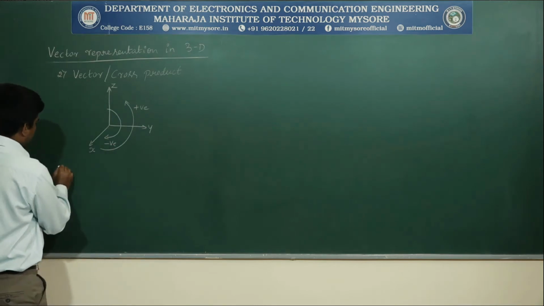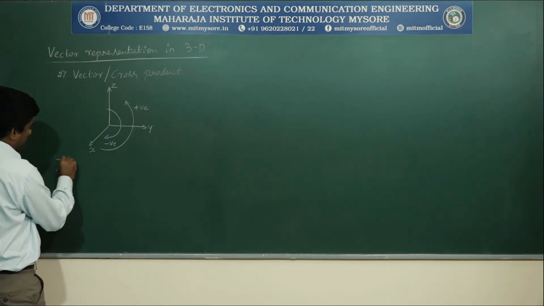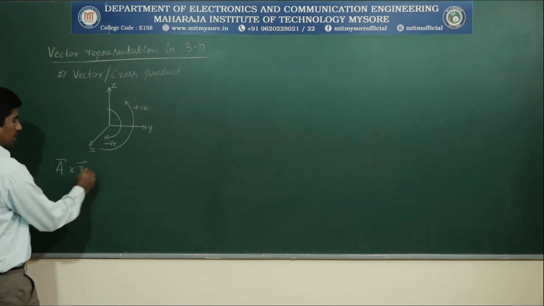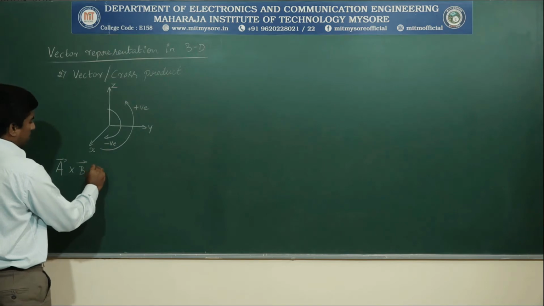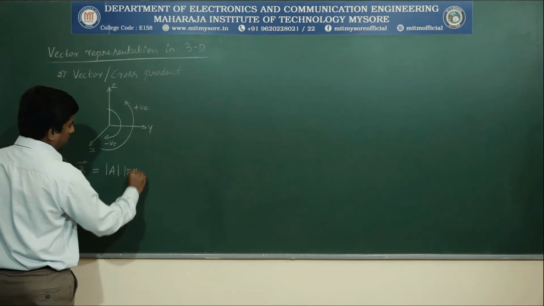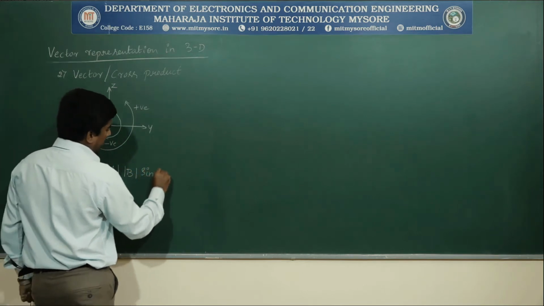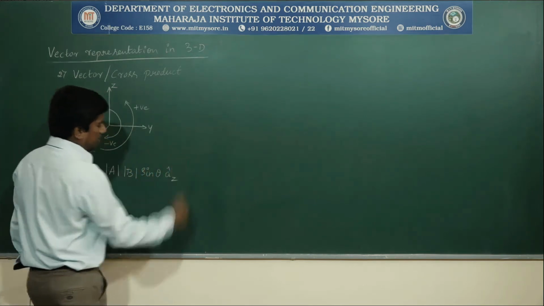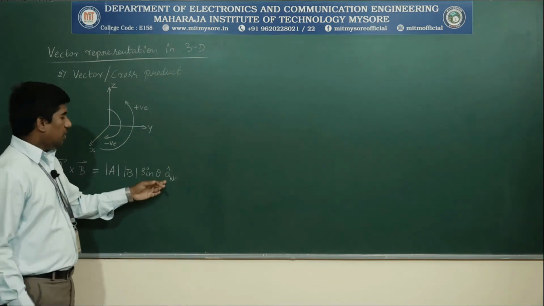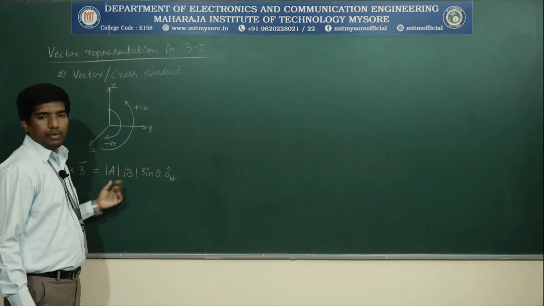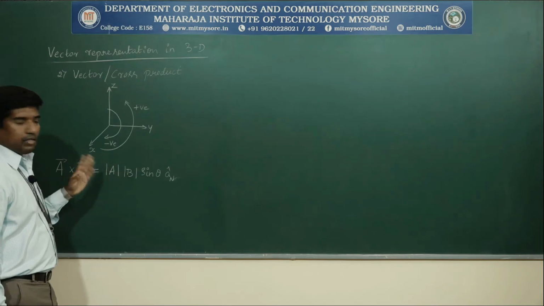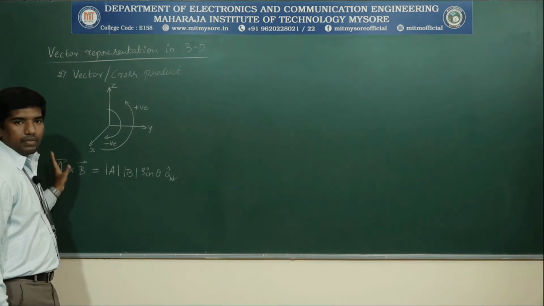Now, in the same fashion, we need to perform the cross product between two coplanar vectors A and B. Then A cross B is equal to magnitude of A into magnitude of B into sine theta into A cap n. What is A cap n? It is a unit vector which gives the direction of this cross product between two vectors, where A and B are the magnitudes and theta is the angle between these two.